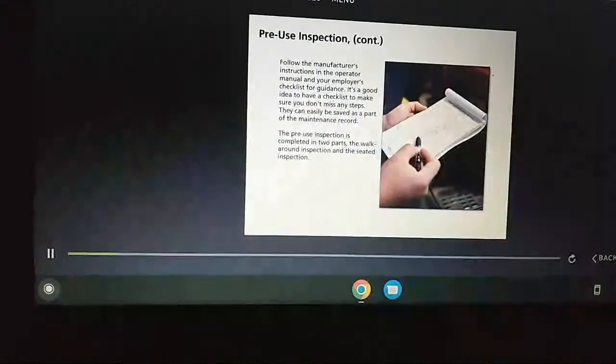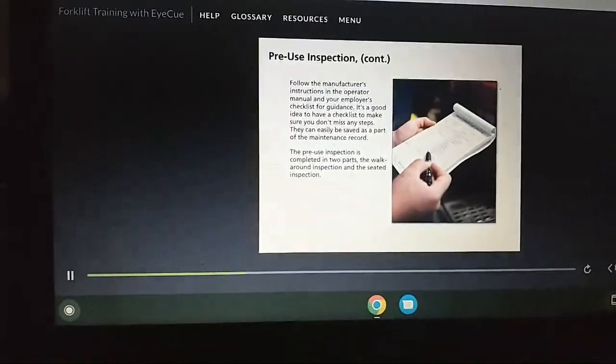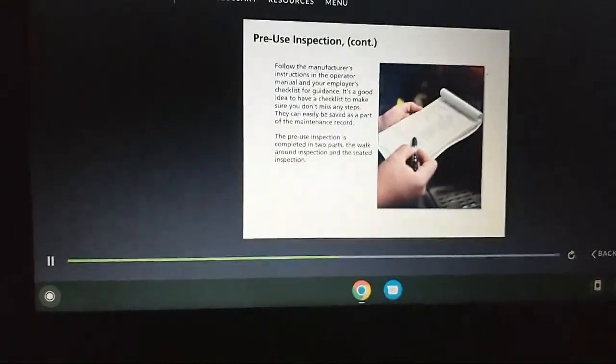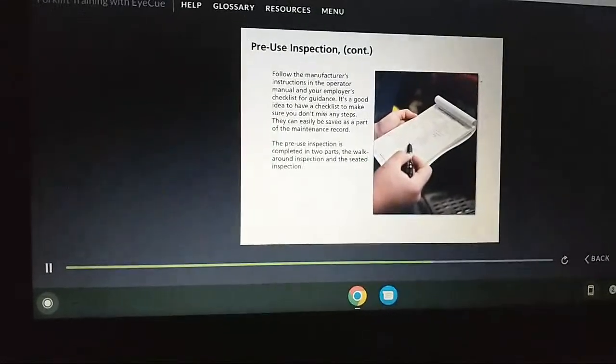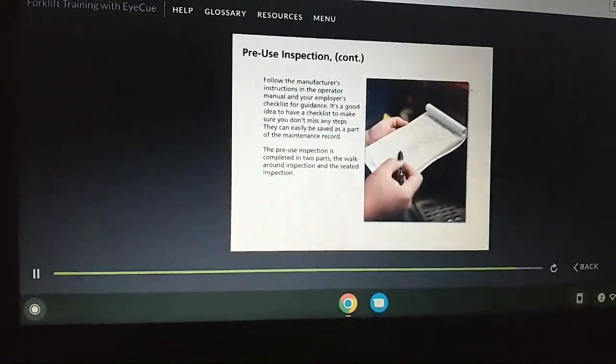Follow the manufacturer's instructions in the operator manual and your employer's checklist for guidance. It's a good idea to have a checklist to make sure you don't miss any steps. They can easily be saved as a part of the maintenance record. The pre-use inspection is completed in two parts, the walk-around inspection and the seated inspection.